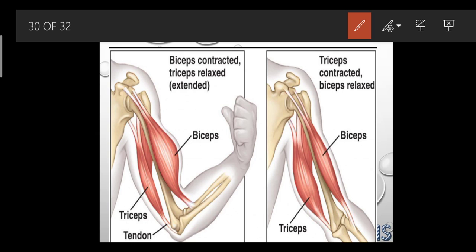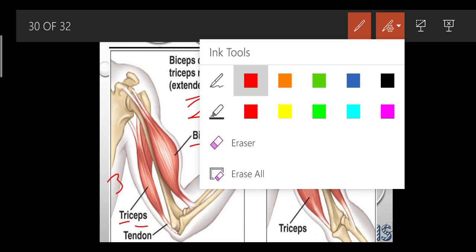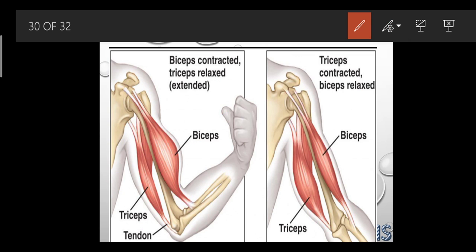The word tri means 3 and the word bi means 2. Here, ceps means the head. In the triceps region there are 3 muscle heads present, and in biceps only 2 are present. So that is why triceps are usually larger than the biceps. But what does the word antagonistic mean? It means the opposite.